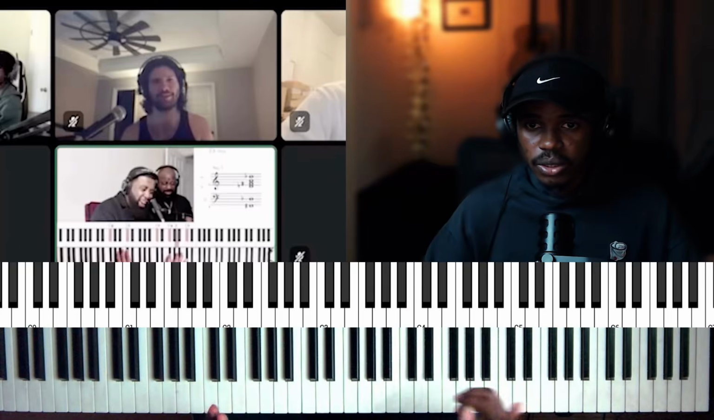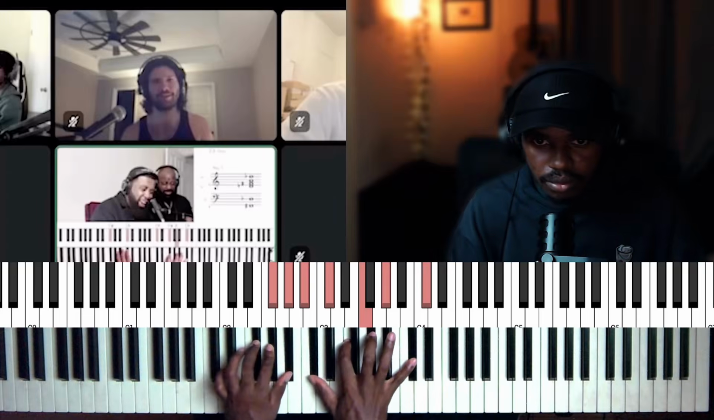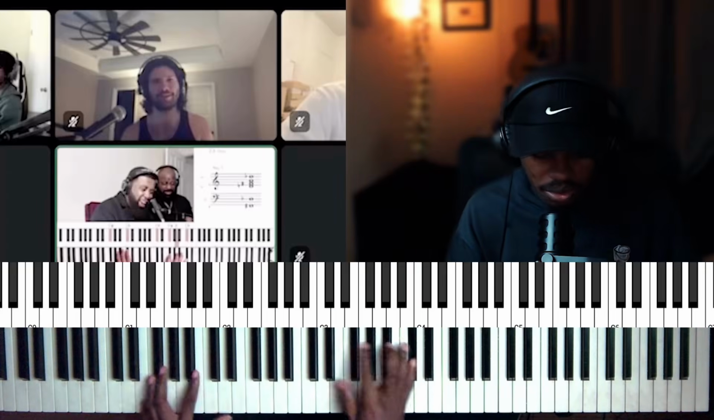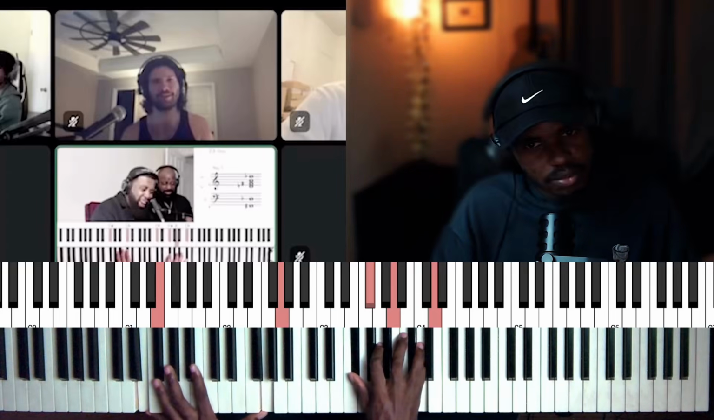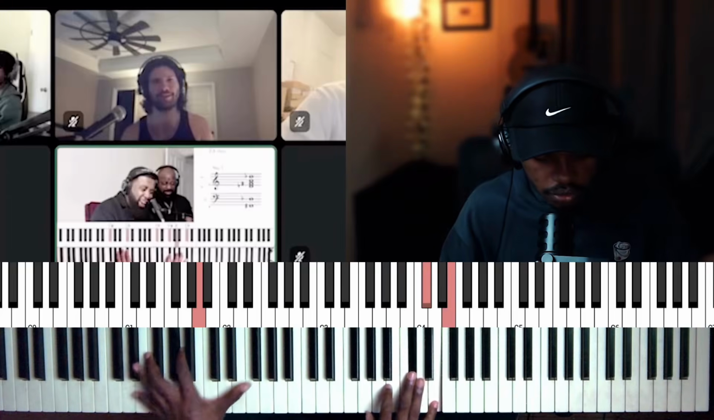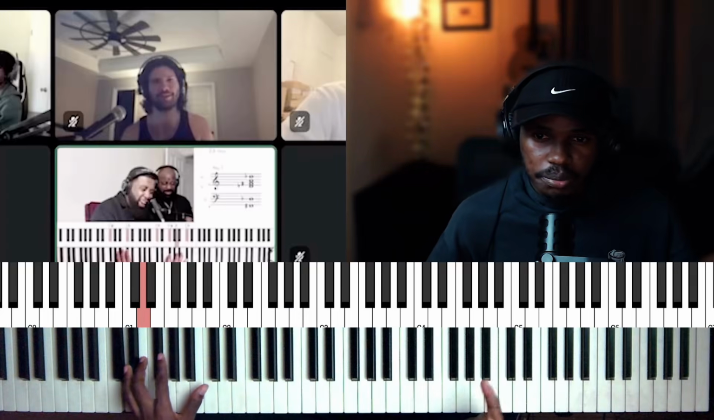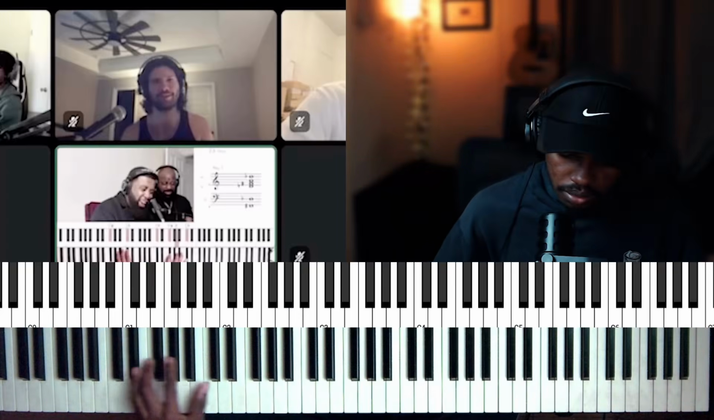Now, the second approach we can try is following his progression, because remember, he went from the 6 to the 5 minor, 1 to the 4. So this is like a 6, 5, 1, 4 passing chord progression. Okay, so let's try that in the song.